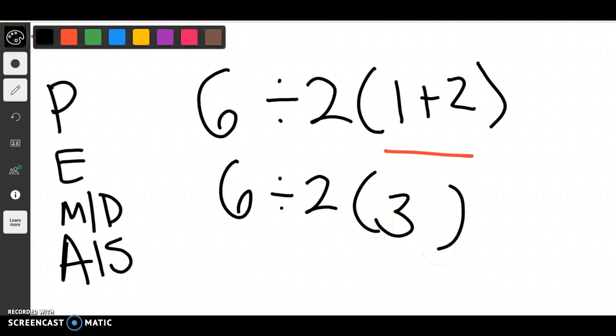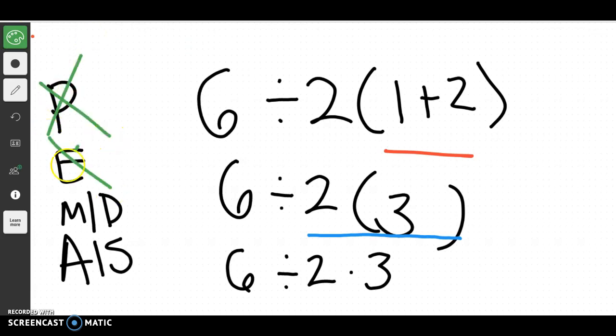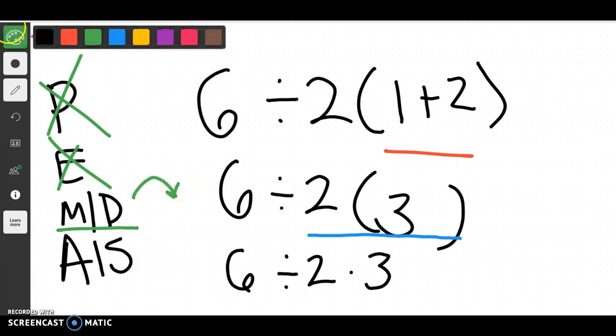Now, again, if you remember what it means when two numbers are pressed up against each other, that's multiplication. So this is really 6 divided by 2 times 3. And what a lot of people like to do is multiply 2 times 3 first. But again, multiplication and division are the same level of operations. When you get to this side, you've got to go from left to right.